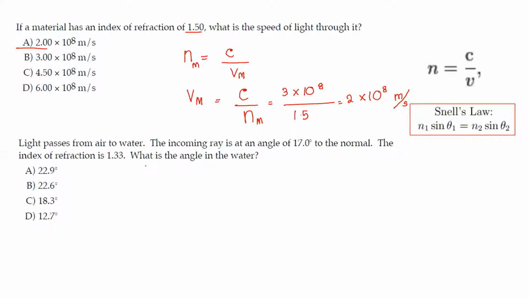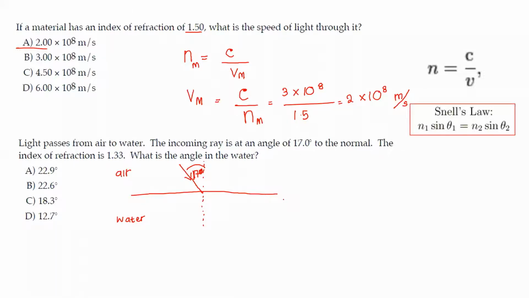Okay. The next one, light passes from air to water. So let's draw it. So this is air, this is water. And the incoming ray is at an angle of 17 degrees to the normal. So this is the surface normal. They are saying the incoming ray makes 17 degrees.